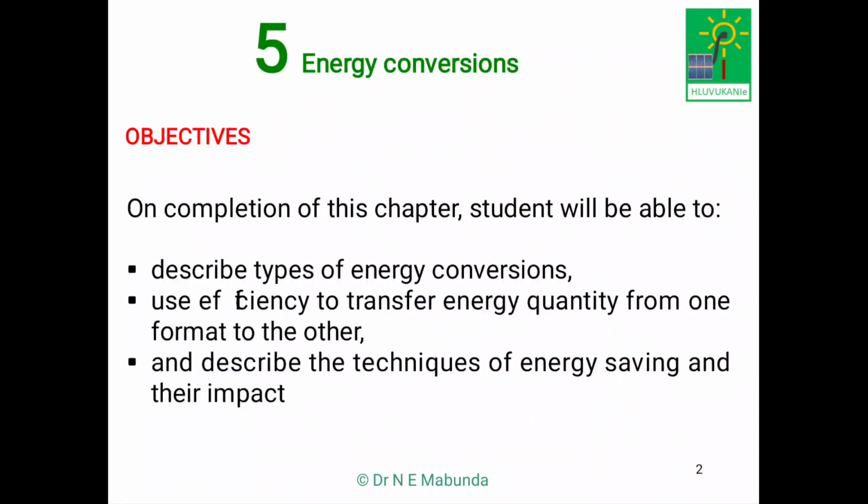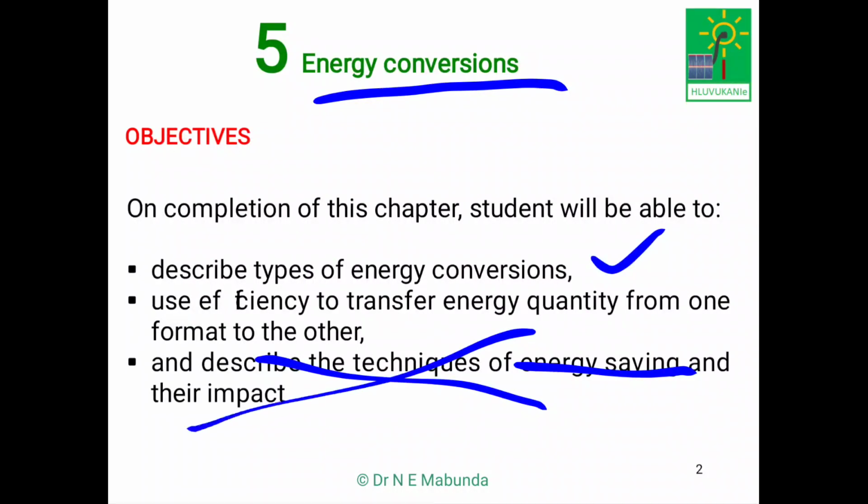Our discussion today will be focused on energy conversions, where on completion we expect you to be able to describe energy conversions and use efficiency to transfer energy quantity from one format to another. We won't dwell on energy saving schemes today, as you already did that.